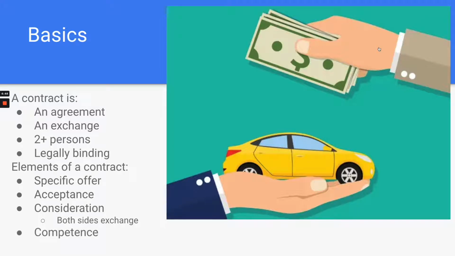The final element that is required is competence. Both sides have to be competent. That does not mean both sides need to be like Stephen Hawking level smart in order to make the contract work. What it does have to mean is that both people are mentally sound and not impaired.